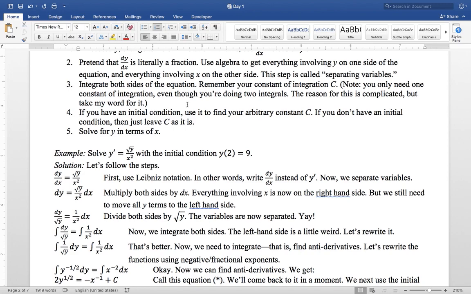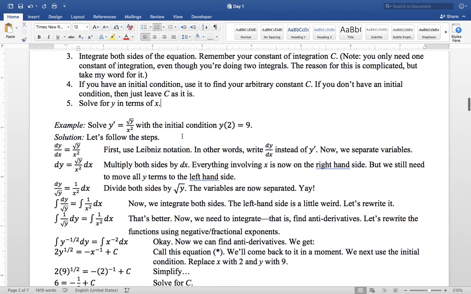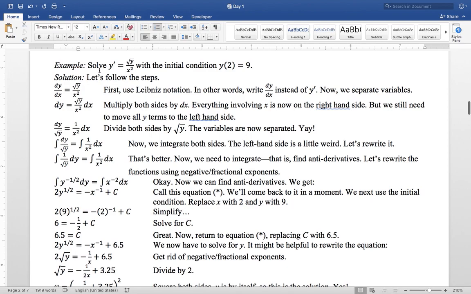Step 4, if you have an initial condition, use it to find your arbitrary constant c. Remember that with an initial condition, c will actually be forced to take on a particular value. So after you're done integrating, you should use your initial condition to find the value of c. If you don't have an initial condition, then you just have to leave c as it is. Finally, you solve for y in terms of x. So that's an outline of the process, but let's see how it actually works in practice. Example: solve y prime equals root y over x squared with the initial condition y of 2 equals 9.